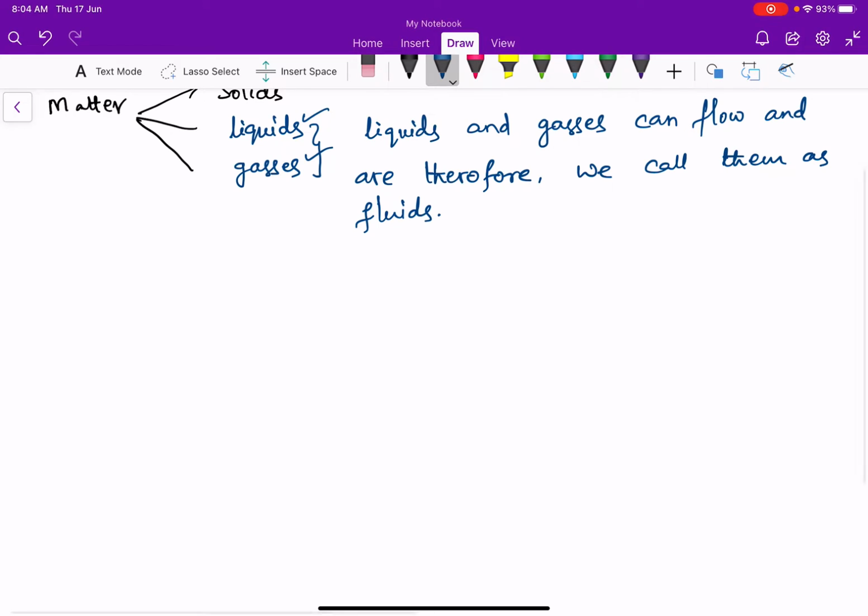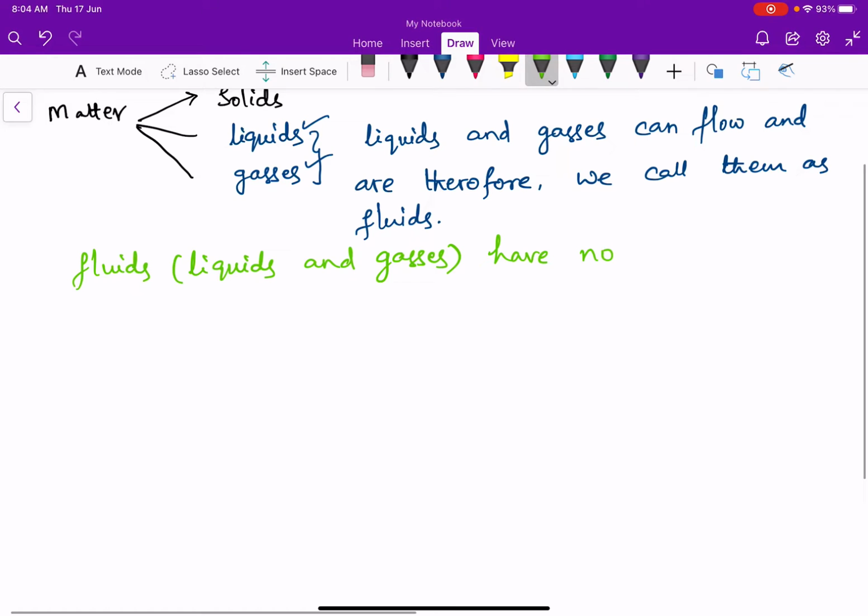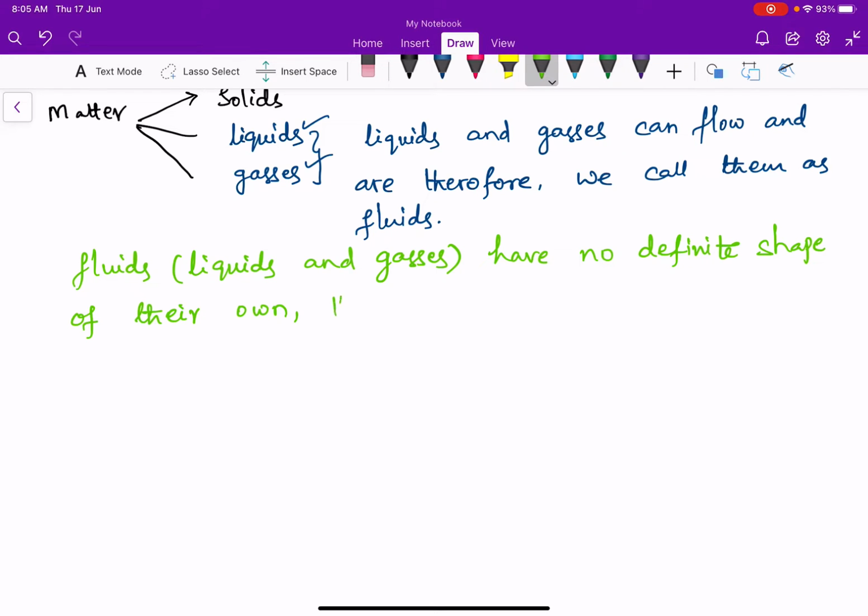Next, see here, fluids have no definite shape. That means fluids, meaning liquids and gases, do not have a definite shape of their own. That means liquids and gases occupy the shape of the container. Therefore, they occupy the shape of the container. This is one point about liquids and gases, which together we call fluids.